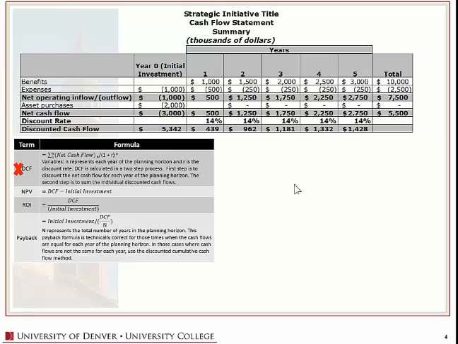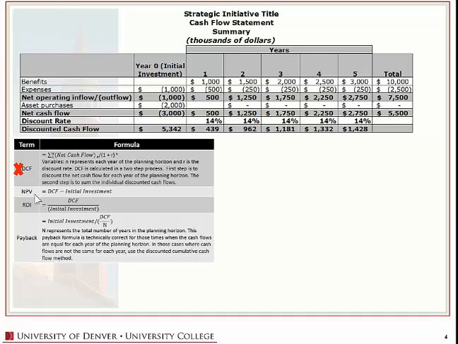Well, now what we're going to do is we're going to take this cash flow summary statement, and we've added the discounted cash flow for each year and come up with a total discounted cash flow of $5,342,000 for our strategic initiative. And now we're going to calculate the net present value.